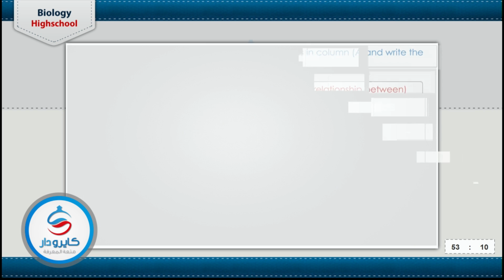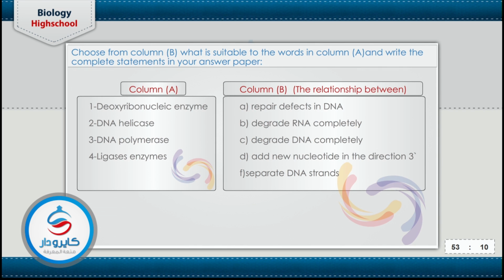The next question. Choose from column B what is suitable for column A. Column A: number 1, deoxyribonuclease enzyme. Number 2, DNA helicase. Number 3, DNA polymerase. Number 4, the ligase enzyme. Column B, A: repairs the defects in DNA. That's the ligase enzyme, number 4.